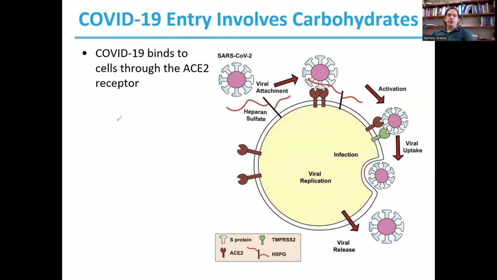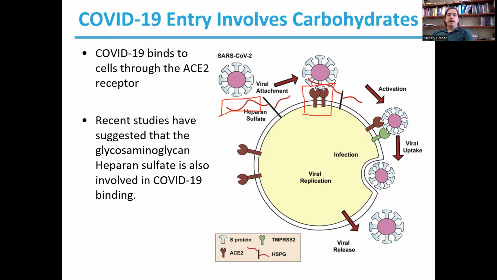process. So COVID-19 binds to our cells through this ACE2 protein receptor, which you might have heard about in various COVID-19 news articles. But that interaction is also strengthened by an interaction to a sugar polymer, our heparan sulfate.